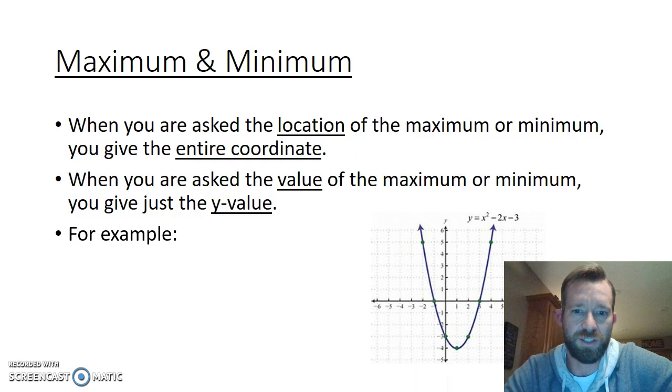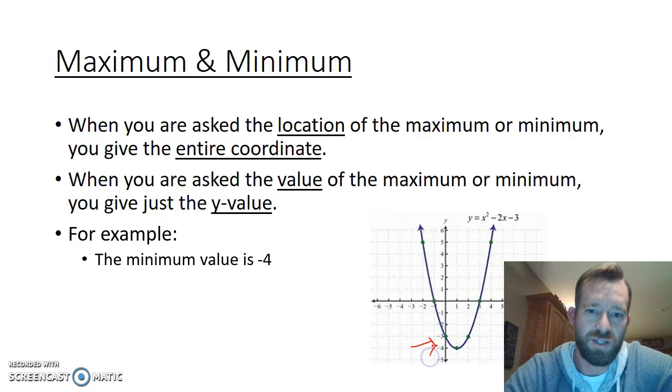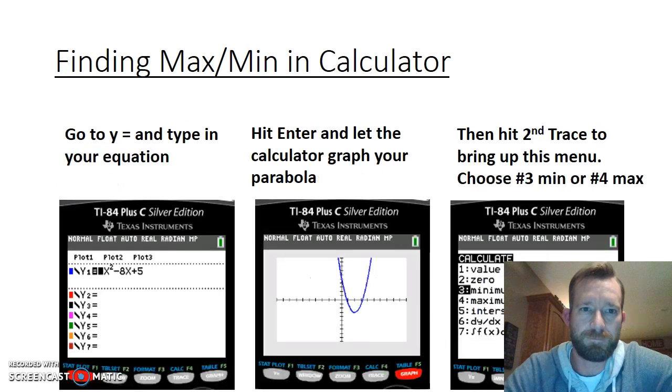But in this particular graph, the minimum value, you would say it's negative 4, because that's the y value. Whereas if I ask you the location, you'd say it's 1, negative 4. So just know the difference between the value and the location. It's just how the question is being worded.